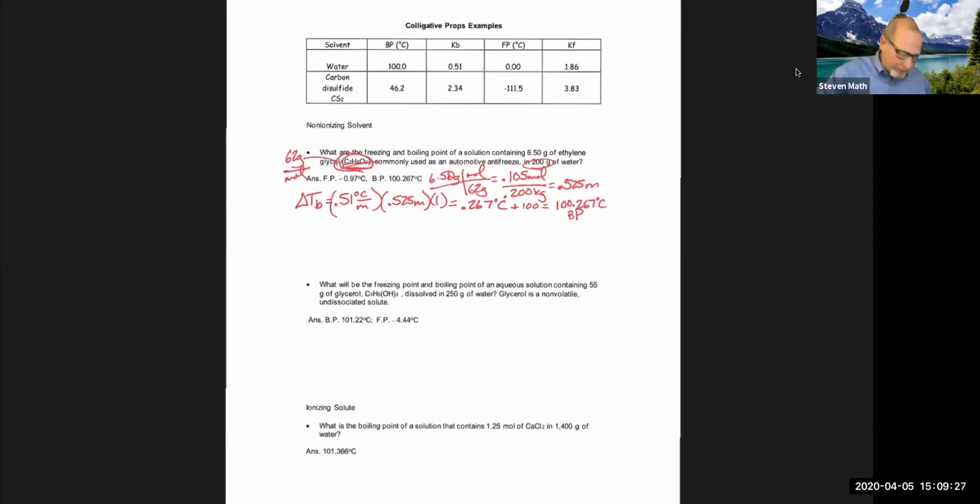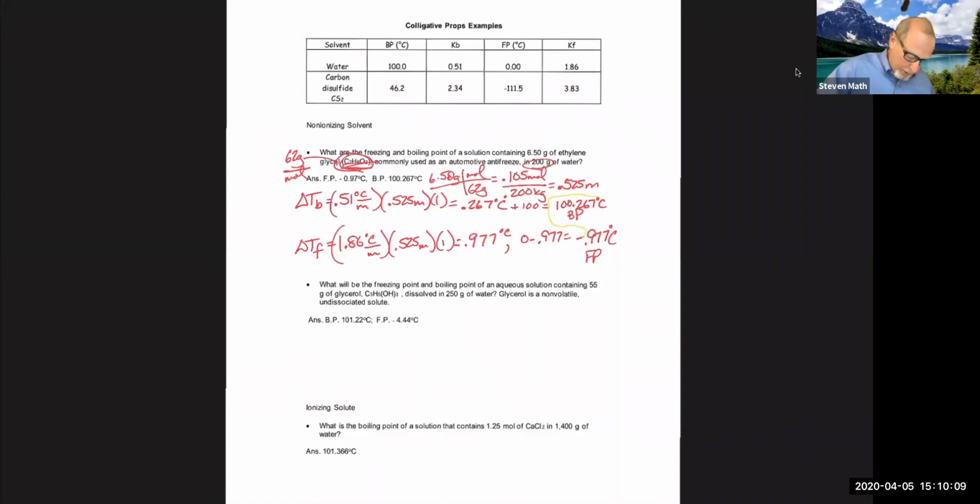Now let's do the same thing with the freezing point. Delta TF, now we use the 1.86. Same molality, it hasn't changed, 0.525. And the same number of ionic particles. That ends up giving a change in freezing point of 0.977. And in this case, it's going to be 0 minus 0.977, or negative 0.977. That's my freezing point.